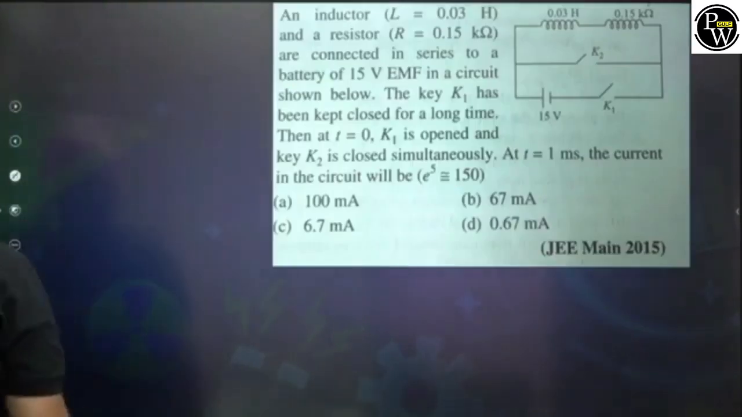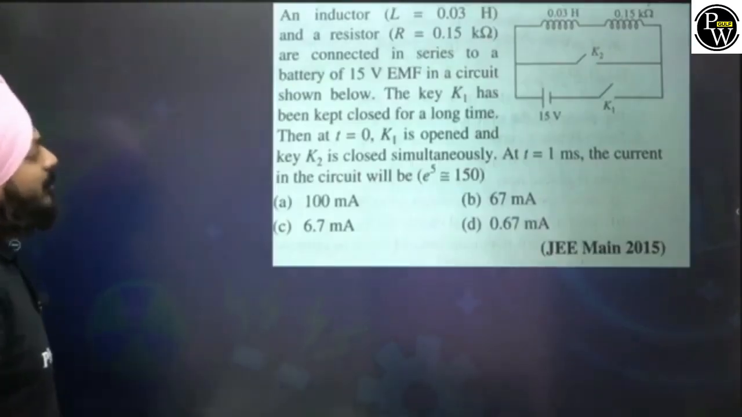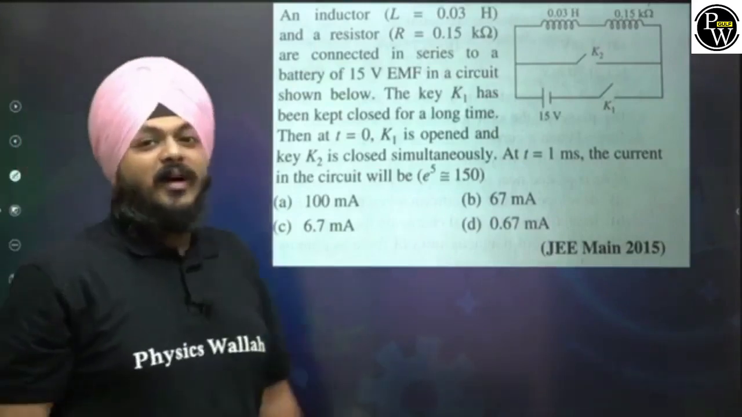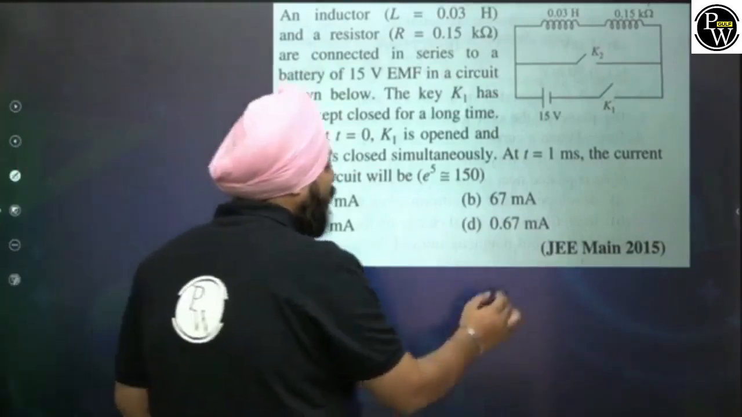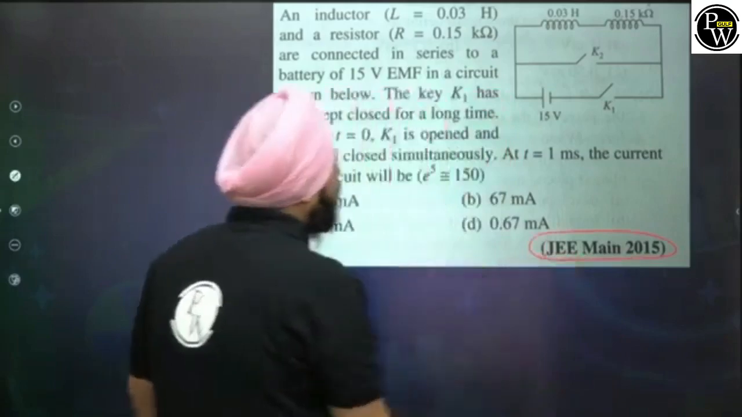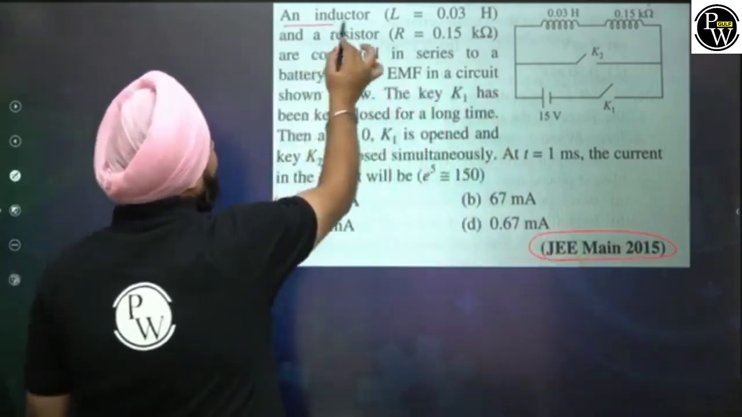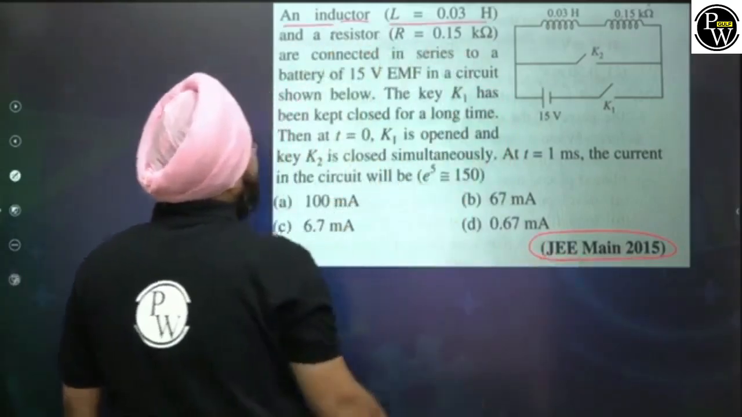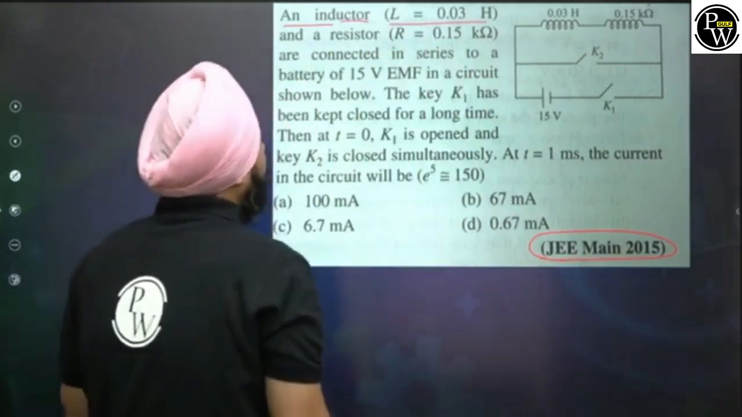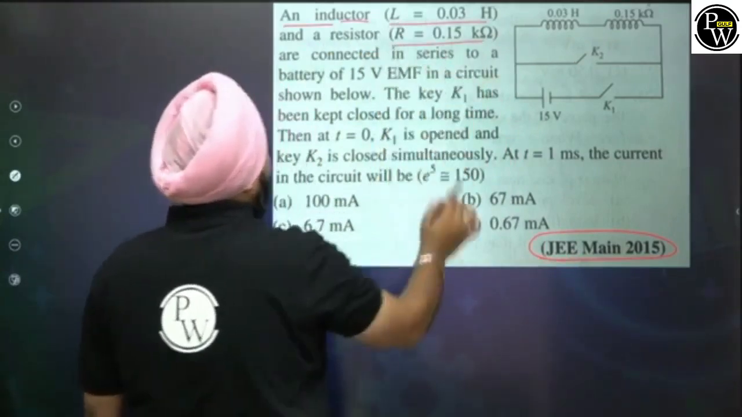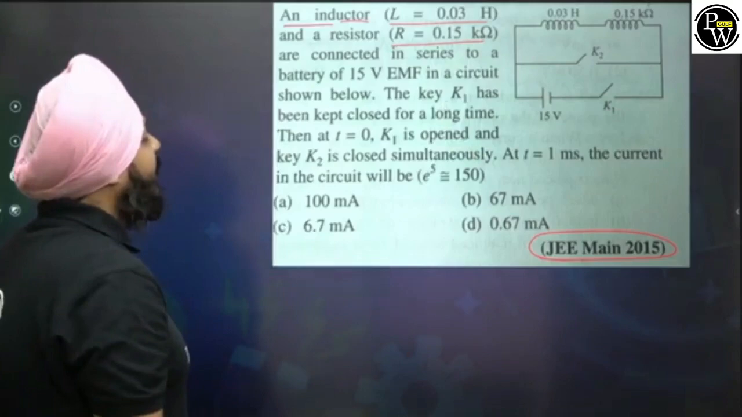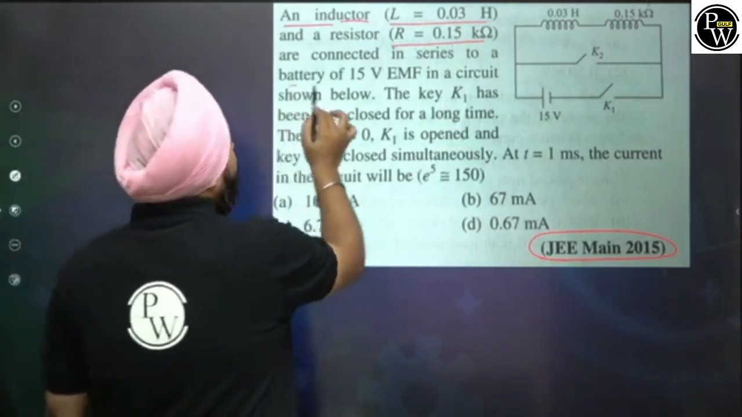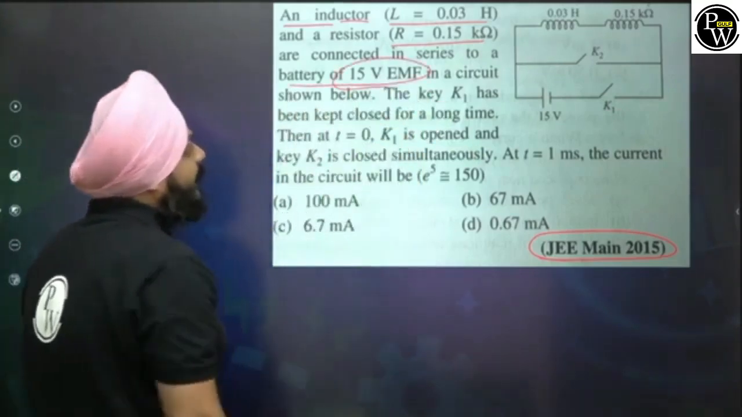Again, the same sum came on the LR circuit, but this time it is going to be awesome. Again, this question was asked in JEE Main 2015. An inductor L is equal to 0.03 Henry, resistor R is equal to 0.15 kilo ohm, connected in series with a battery of 15 volt EMF.